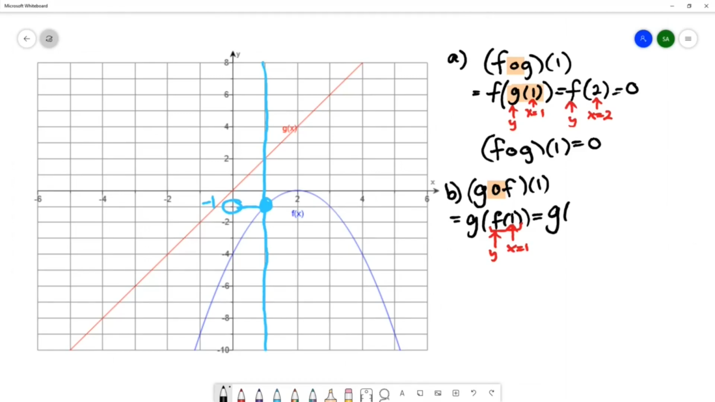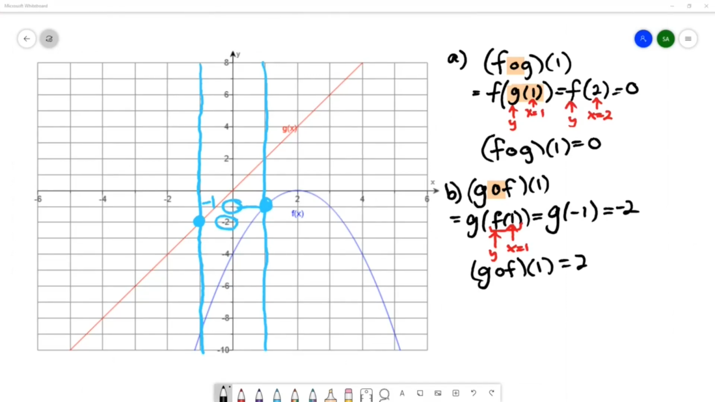So we can replace f of 1 with -1, and now we're looking for g of -1. If I draw a vertical line where x is equal to -1, you can see this spot here is where it crosses the graph of g at a y value of -2. So g of -1 is -2. So we found that g composed with f of 1 equals -2.